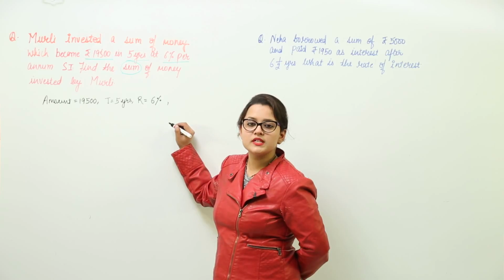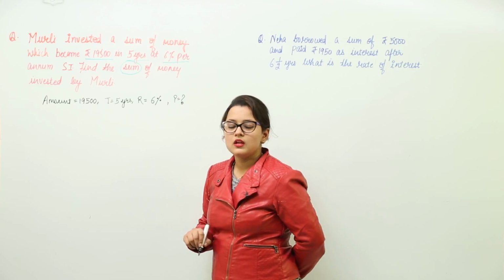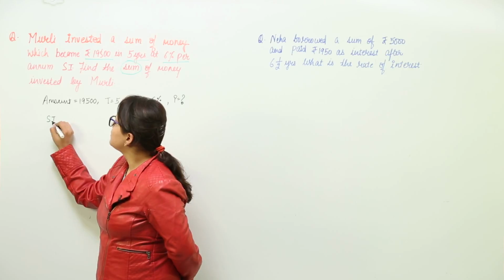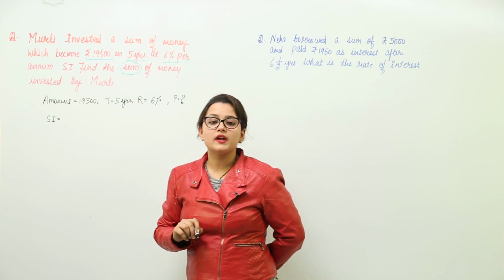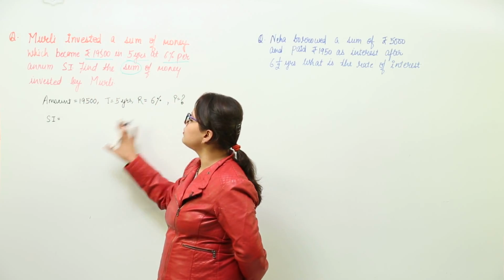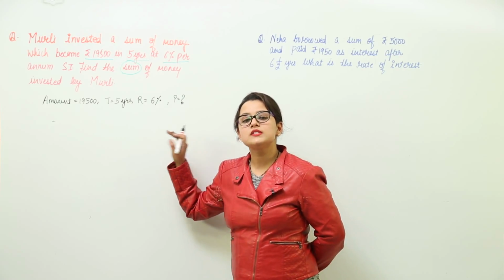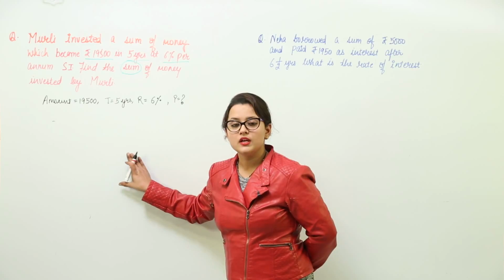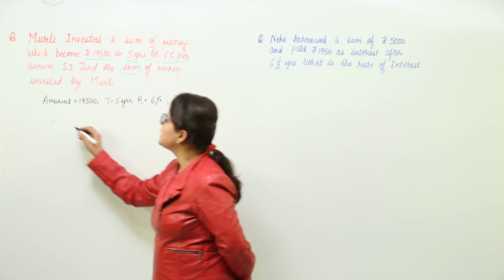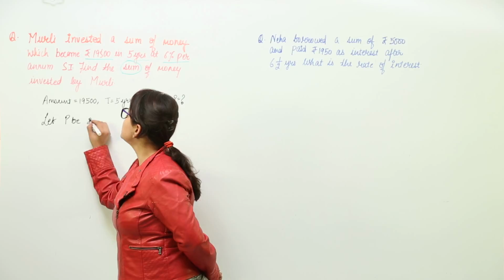Now sum here represents the principal. So we have to find out the principal invested. We can start with the simple interest, but for finding out the simple interest, we need the principal. So what should we do? The value that is to be found, let us start by assuming that first. Do not start with simple interest. Why? Because simple interest again will require your value of principal. So first of all, let us assume some value of principal. Let principal be rupees X.